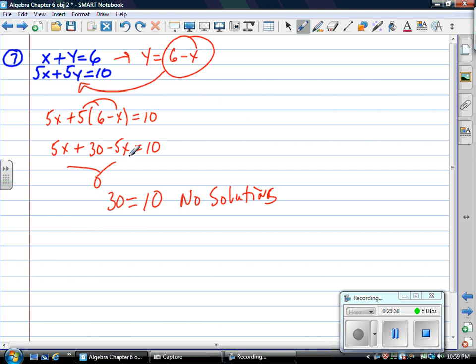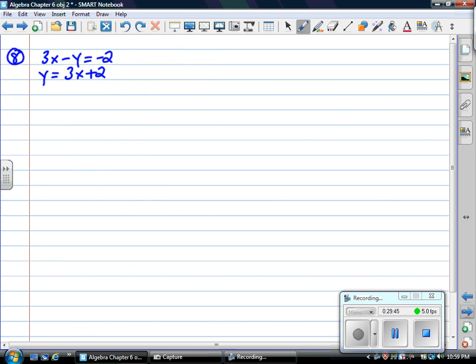When the variable eliminates and we get an equation that is not true, you guys remember those equations from a few months ago, that's an example of no solutions. Kids usually like those because it's a lot less work to do those. A lot easier. And let's do our last example, number 8.